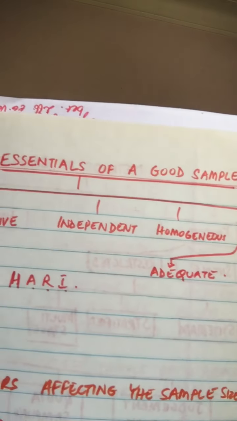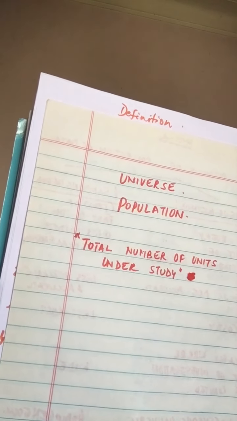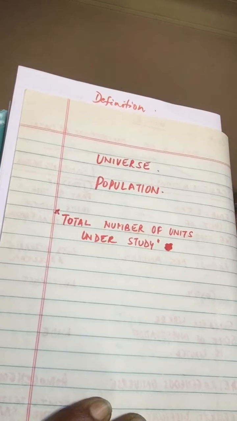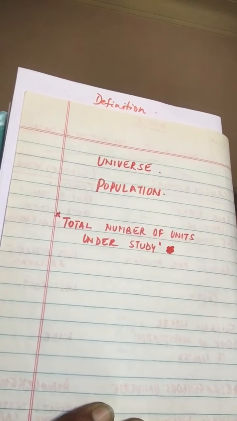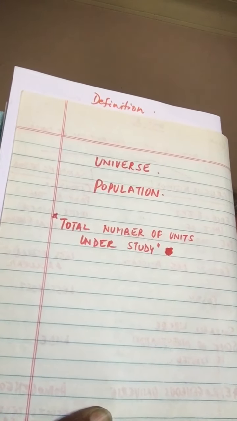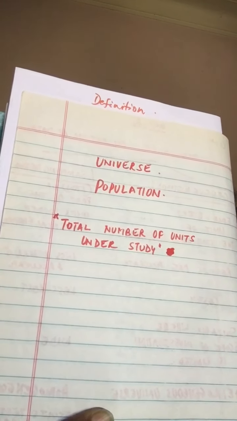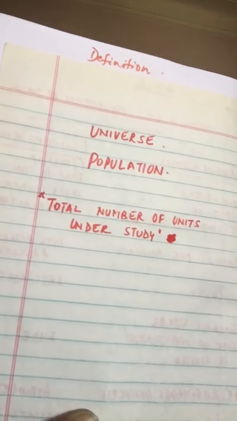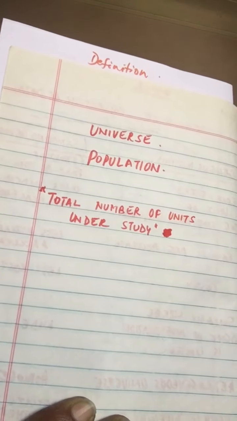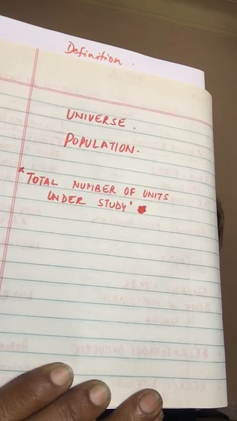Before we go on, what is universe or population? It is the total number of units under study. Universe doesn't mean the universe that we see around us, or population as in people, but it is the total number of units which you are going to study for your research work, the total number of units under your statistical inquiry. That is the universe. And we're going to use the words population and universe interchangeably.